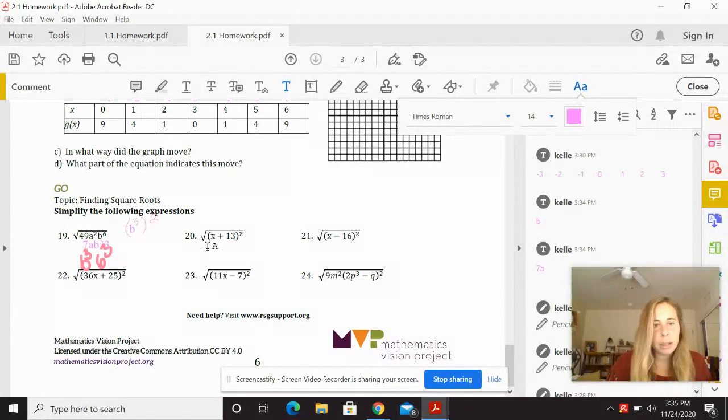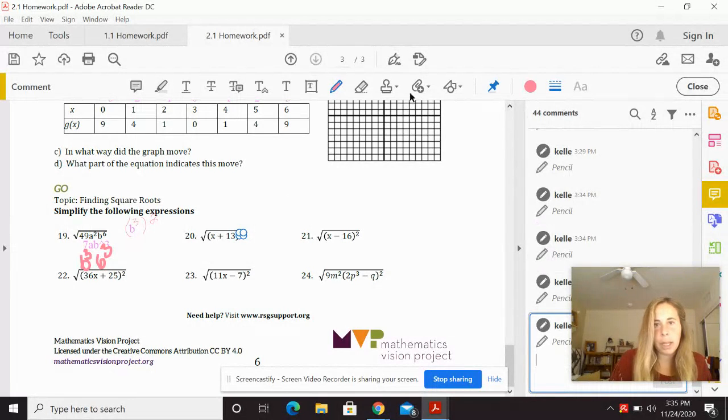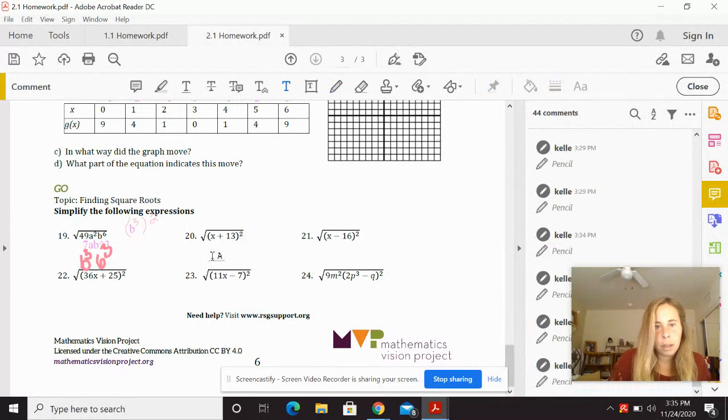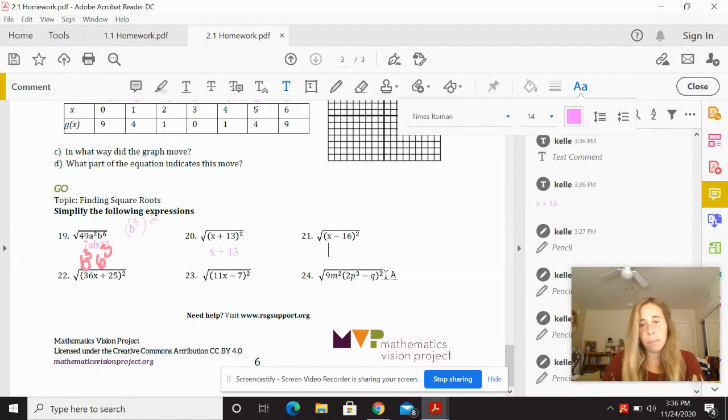Then these 20 through 23 are pretty straightforward. The radical just cancels out the 2. So all you're left with is x plus 13. You just pull what's in the parentheses out. Radical cancels out the 2, right? If you square something, but then you take the square root, you just undo it. So then you're just left with x minus 16.